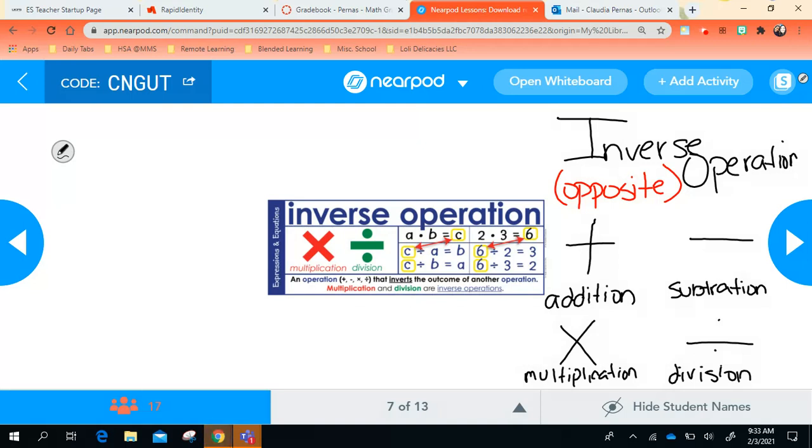And I want you to make sure you write the whole thing down, because once we move into two steps next week, you'll see problems that have addition and multiplication. You'll see problems that have maybe subtraction and division. So you need to make sure you know what the inverse is. Am I good to erase?